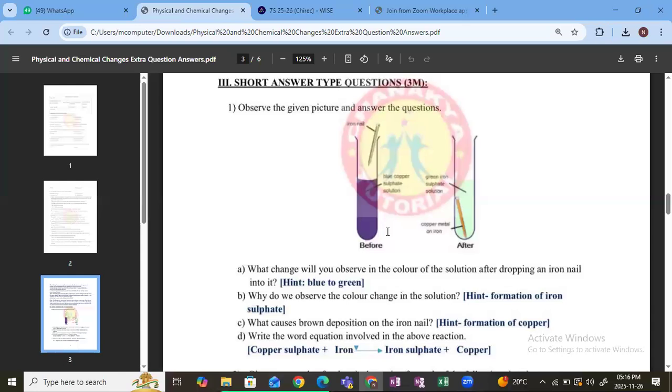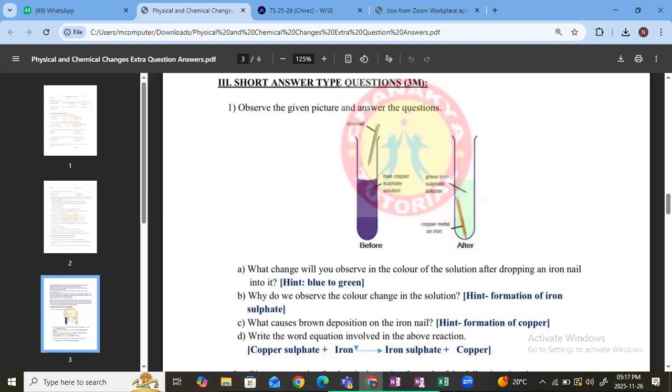What causes brown deposition on the iron nail? So it is the formation of copper, basically. Word equation, you can write copper sulfate plus iron. It is CuSO4 plus Fe gives FeSO4 plus Cu, correct?